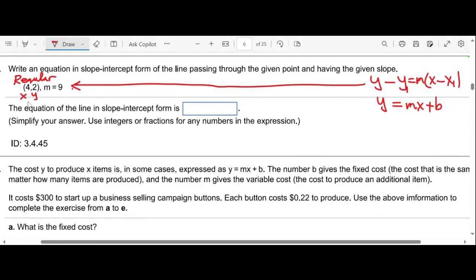This is x and this is y, x1, y1. So what are you going to write? You're going to say y minus, how much is y1? 2. How much is m? 9. x minus x1, how much? 4. So in this case, you're going to say y equal what? 9x minus 36 plus 2. So y equal what? 9x minus 34. So the equation is going to be y equals 9x minus 34. Is this clear?